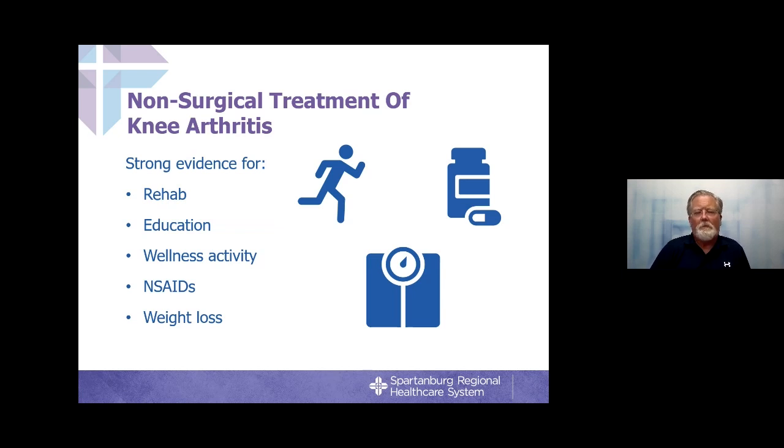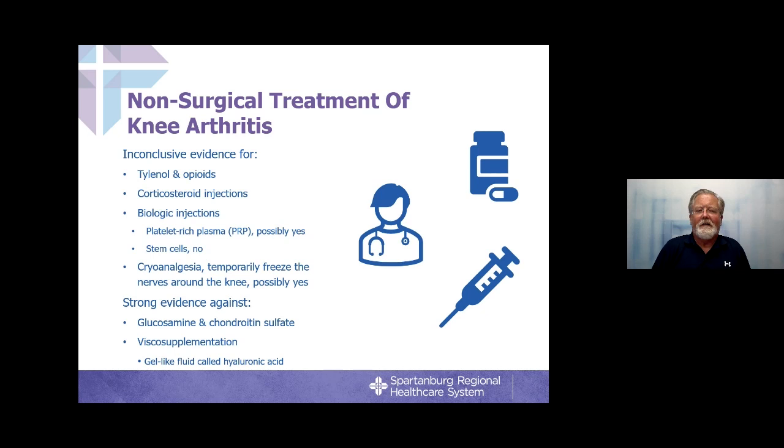There's plenty of literature that supports the use of NSAIDs, not just oral NSAIDs, but topical NSAIDs. There's a few that are on the market now. Topical NSAIDs, especially if you have just one joint here or one joint there that hurts, probably work as well as oral NSAIDs and have a better safety profile. It's absorbed nowhere near as much in the body as a pill is. And then weight loss, we talked about the 4 pounds for every pound. So that's always one of the steps in our treatment plans.